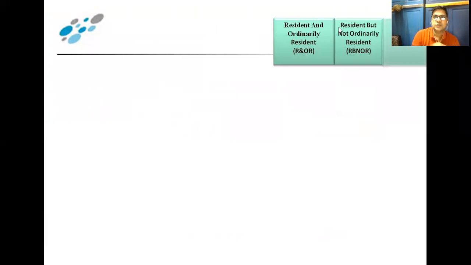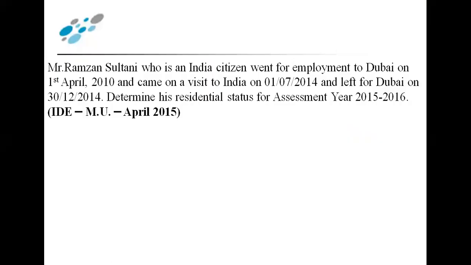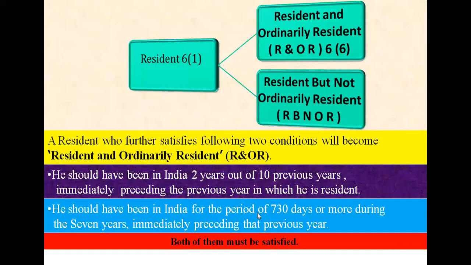Now friends, whenever we talk about resident and ordinary resident, and resident but not ordinary resident: resident but not ordinary resident means what? If an individual does not satisfy both the conditions, then we can say that he is a resident but not ordinary resident.